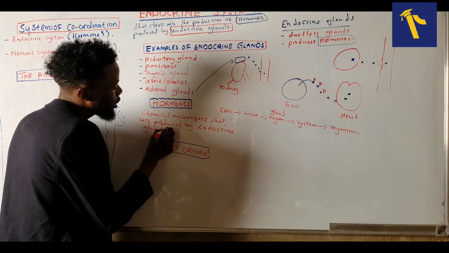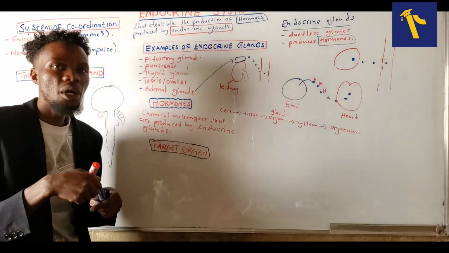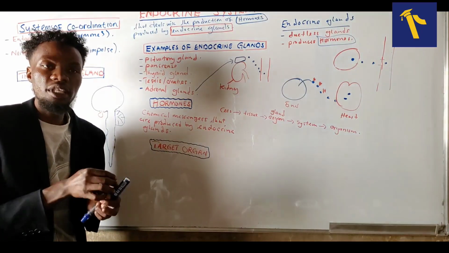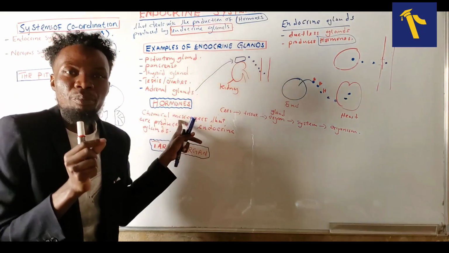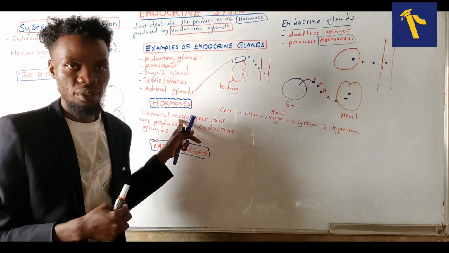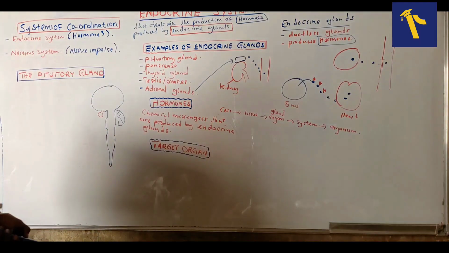And the reason why we're saying chemical messenger is because there are a lot of messengers. There are prophetic messengers. There are a lot of types of messengers. But the reason why we're saying chemical messengers is because these are messengers that are found within the body, inside the body. Everything should be chemical. Okay? Okay, that's about hormones.